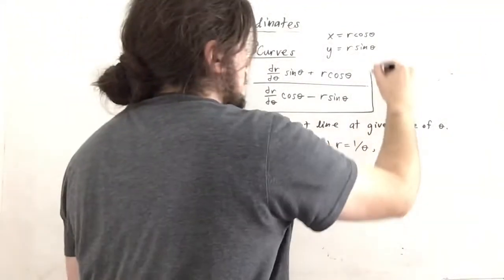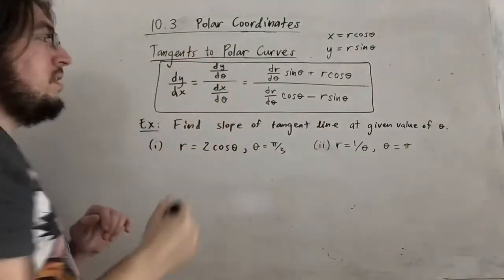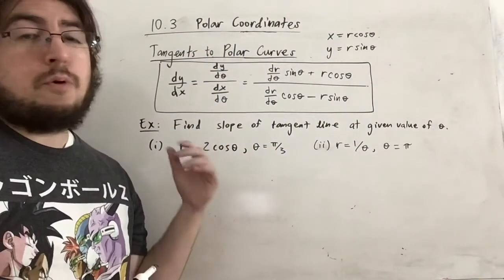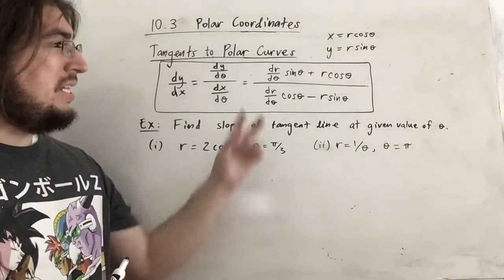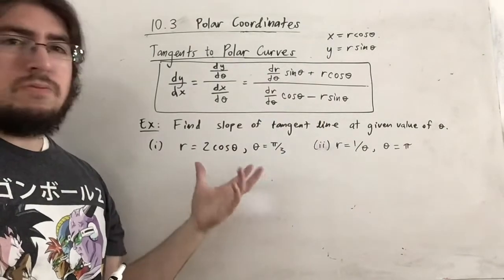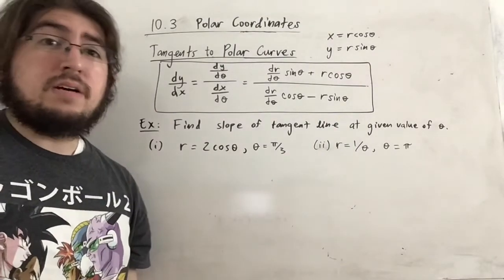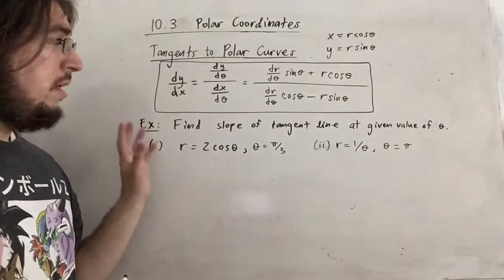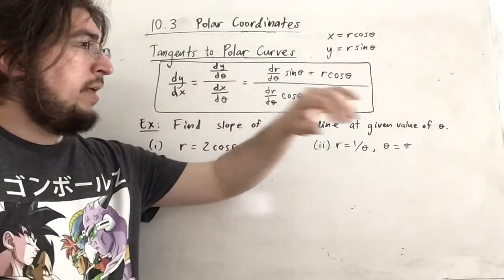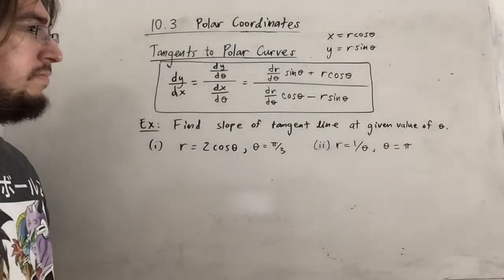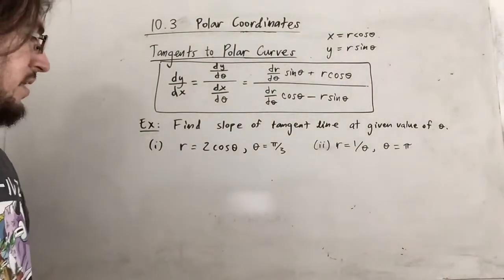This is the formula for finding the slope of the tangent line at a given point. Then you plug in the values. In this case, you plug in theta, and it's no mistake that we're going to plug in theta, because we're given a theta value. So we'll do that here for this example. Find the slope of the tangent line at a given value of theta.